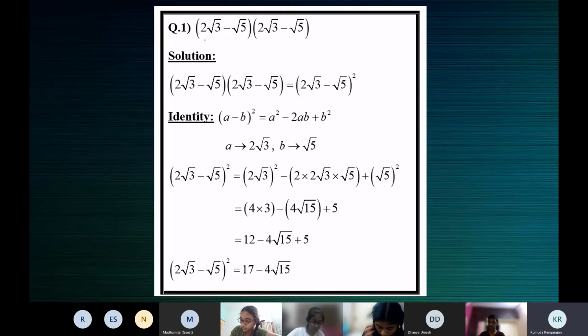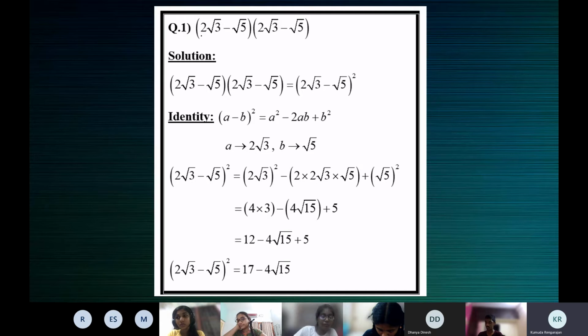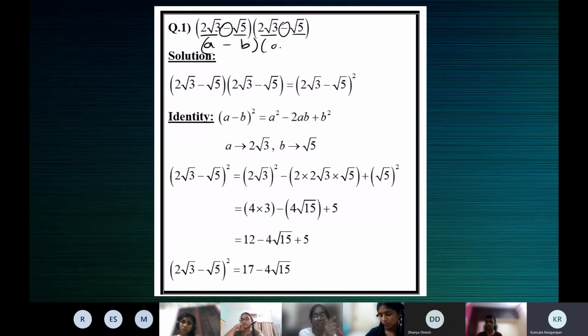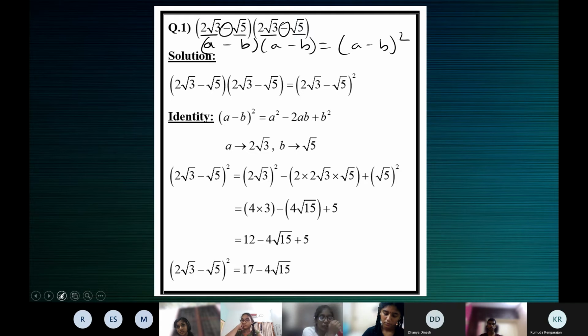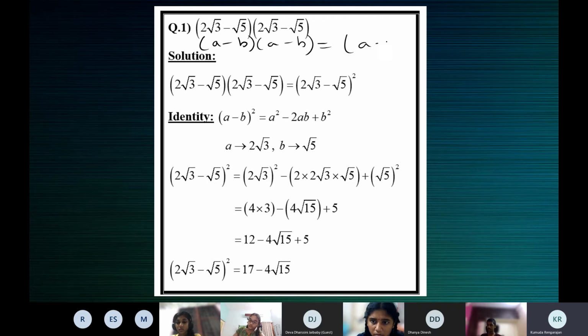Please listen carefully. So it's 2 root 3 minus root 5 into 2 root 3 minus root 5. Both the brackets have the same terms. The first term is 2 root 3, 2 root 3. The second term is root 5, root 5. The separator is minus. So it's clearly of the form a minus b into a minus b, which is nothing but a minus b the whole square.